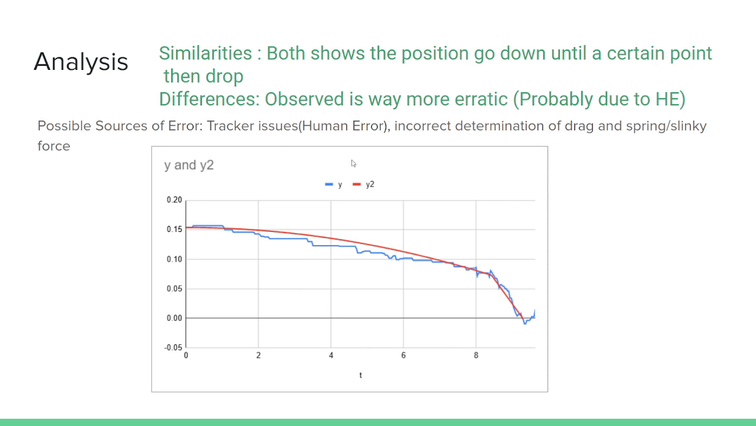The possible sources of error might be, first, human error or tracker issues on the observable data, and incorrect determination of the drag and the spring/slinky force, the b and the c, because we had to do that by trial and error.